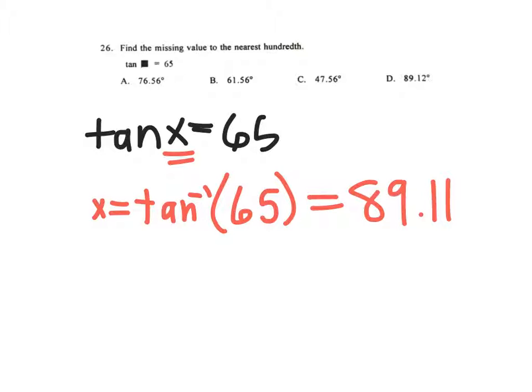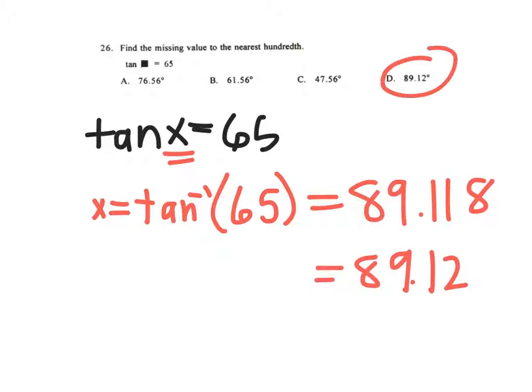89.11, which if I round it is just 89.1. Oh, sorry, they round to the nearest hundredth, so actually it's 89.118. So if I round it, it's 89.12, which would be D.